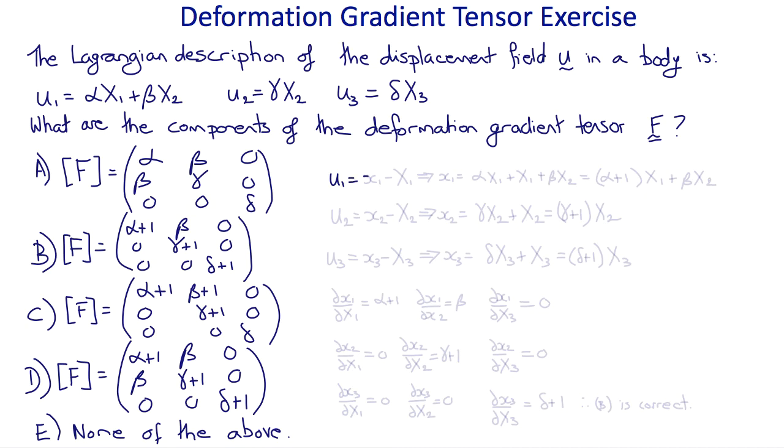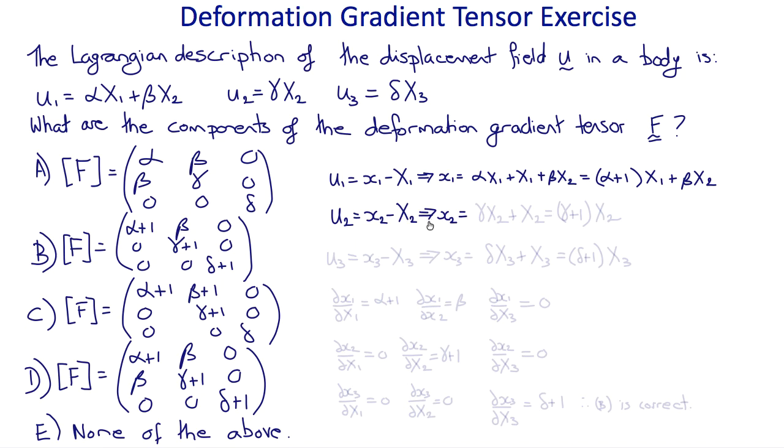Okay, let's try and work it out. Well, u1 is little x1 minus big X1, which means that little x1 is equal to alpha times big X1 plus beta times big X2 plus big X1, or alpha plus 1 times big X1 plus beta times big X2. So that's a Lagrangian description for the deformed coordinates.